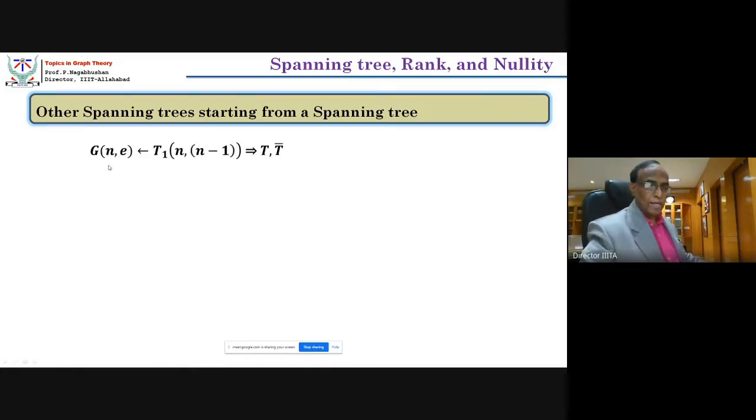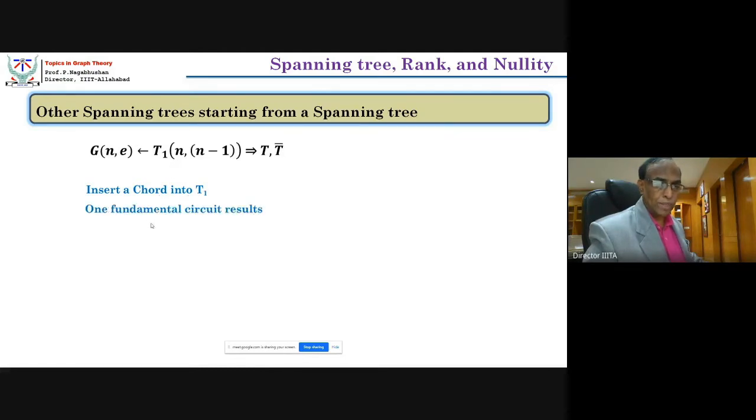Graph NE, convert it into a tree. A tree is n and n minus 1, n vertices and n minus 1 edges. A tree constitutes a tree set, a branch set, and a card set. Now, using the card set, introduce only one card. Insert only one card into T1. That creates only one fundamental circuit.